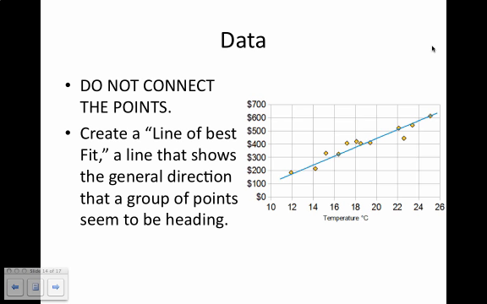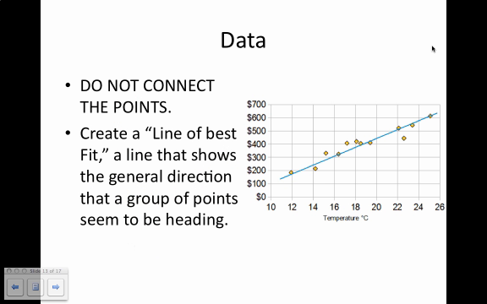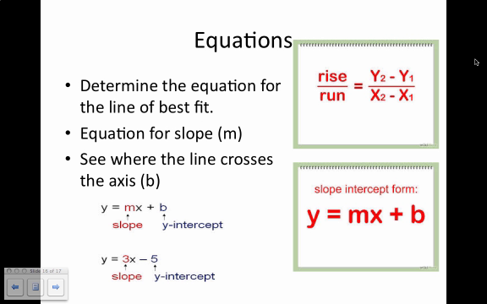So if we take a look at these yellow points, they seem to be heading in the upper right direction, lower right to upper right. And so we would create a line that would span all the way across. After that, you have to write an equation for the line of best fit.